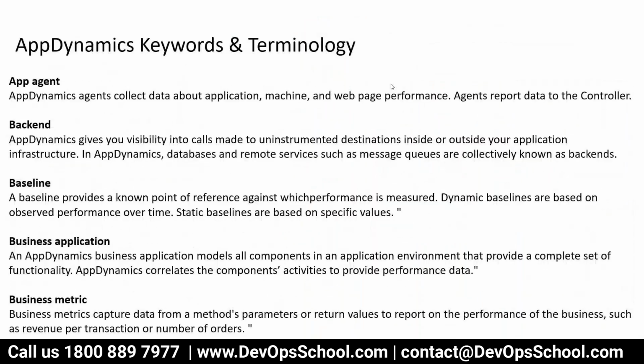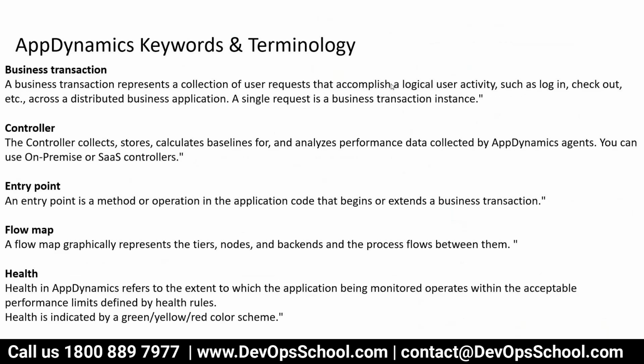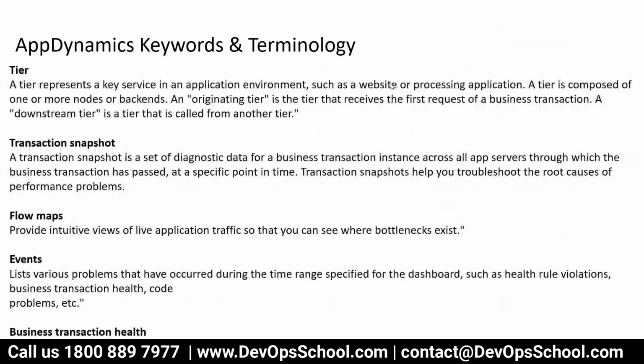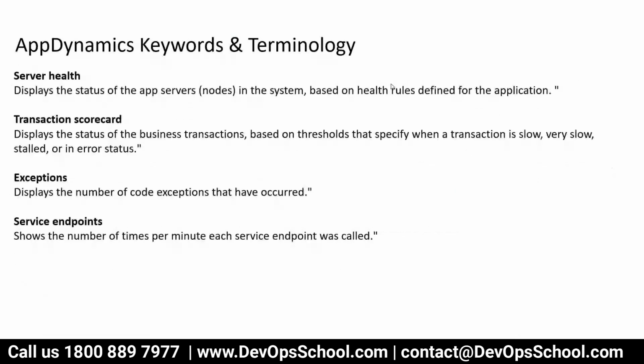Okay, so some of the terminologies, I think, more or less we understand. App agent for the trace, backend, which is a controller, baseline, business applications, business metrics, all this we understand. Business transaction, controller, entry point, flow map, health, health rule for the alerts, machine agent, node, service endpoints, tier, application snapshot, flow maps, events, and many more. So that's an introduction to AppDynamics.